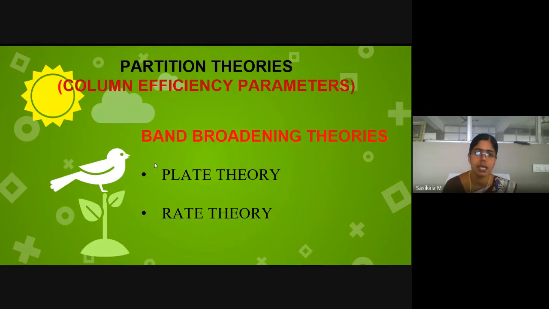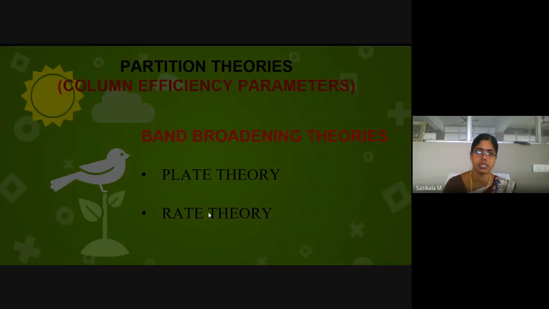Plate represents the stationary phase column, where the theoretical plates are located inside the column, whereas rate represents the flow rate of the mobile phase. So plate theory is meant for the stationary phase, and rate theory is meant for the mobile phase. Okay, mobile phase flow rate and rate of elution, we can say. Here plate represents the migration rate of your solute in the stationary phase. So we'll discuss in brief what plate theory and rate theory are.